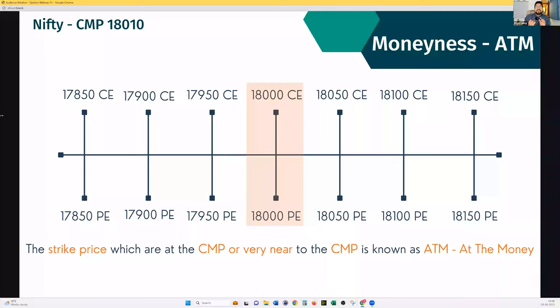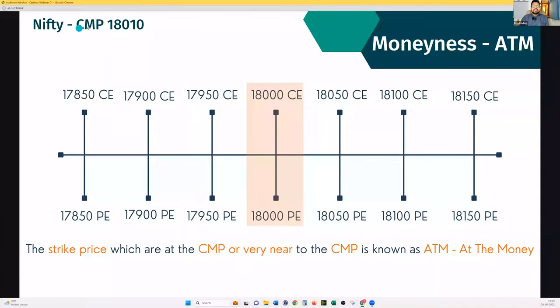With the help of ATM, OTM and in the money, if you understand these three concepts, then only you can understand intrinsic value and extrinsic value. Then only you can understand the essence of delta, theta, gamma, and implied volatility. Everything will have to be addressed only with the help of ATM, OTM, and in the money options. So this is going to be very, very important.